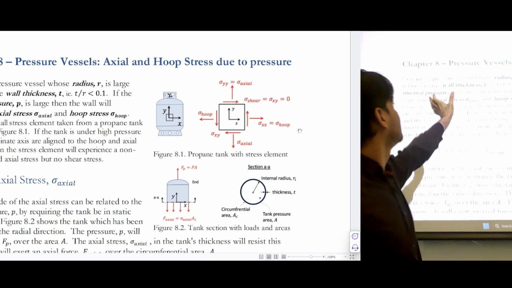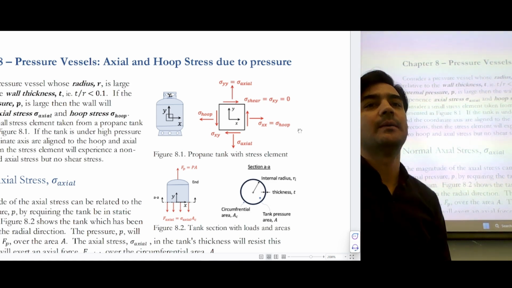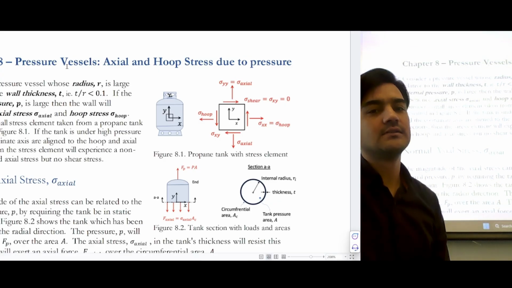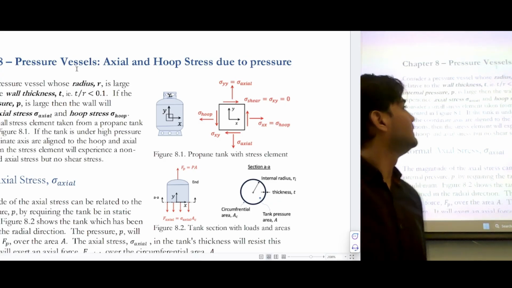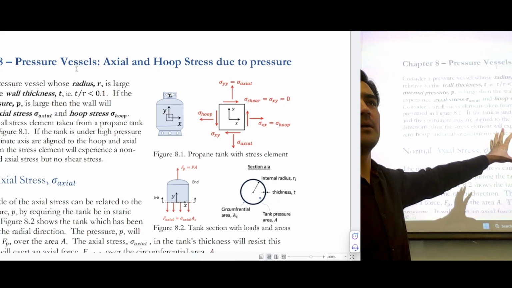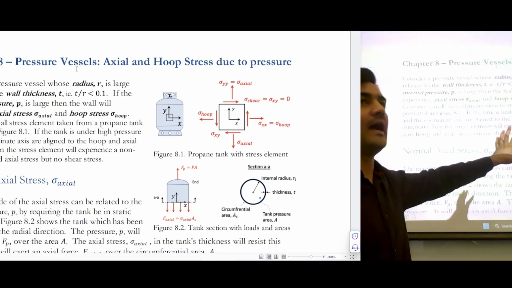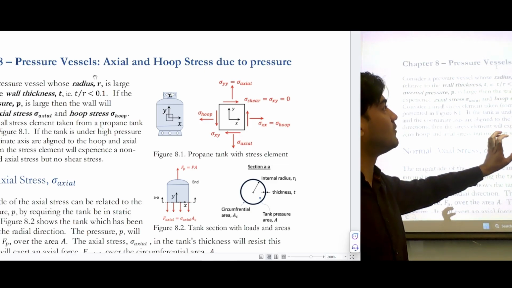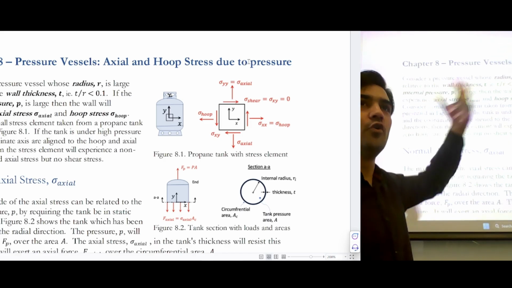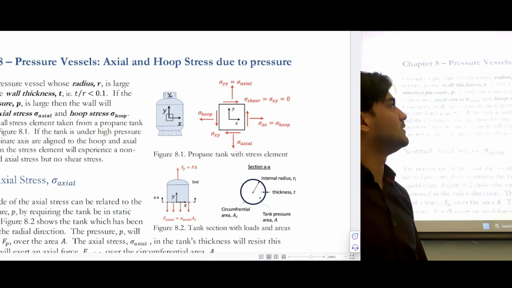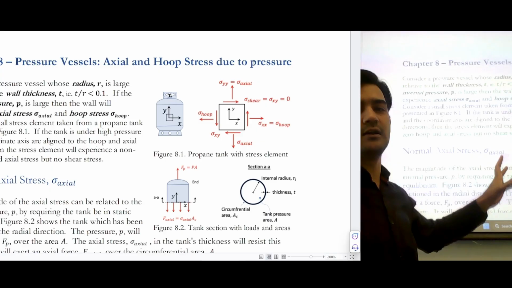So today we'll start chapter 8. Chapter 8 is about pressure vessels. In chapter 8 we'll talk about members where you will have stresses because of a force due to pressure. So these are special members.